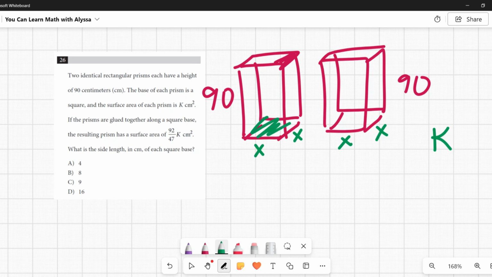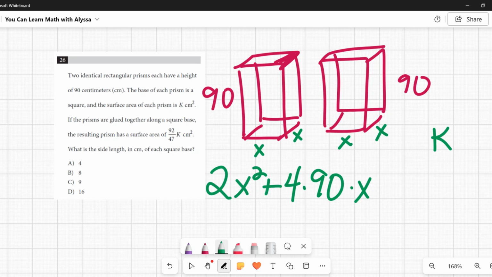Well, the bottom square would be x times x, or x squared. The top square would be the same, x times x, or x squared. So together those would be 2x squared, x squared plus x squared. Now, the four sides, each one of those is going to be 90 times x. It's going to be 90 times x all the way around. So I have 90 times x, 90 times x, 90 times x. So I have 90 times x, and I have 4 of those.